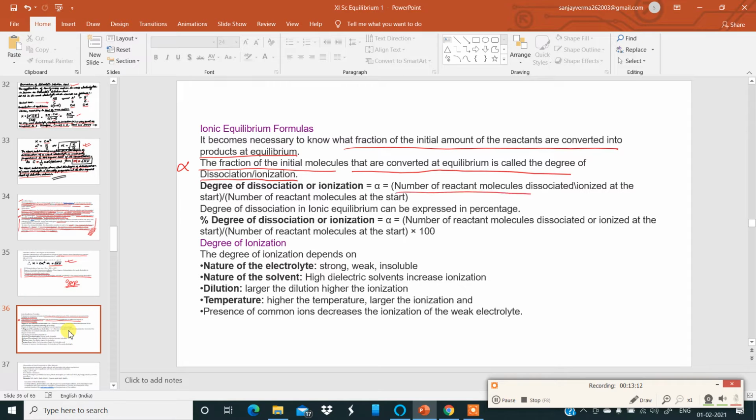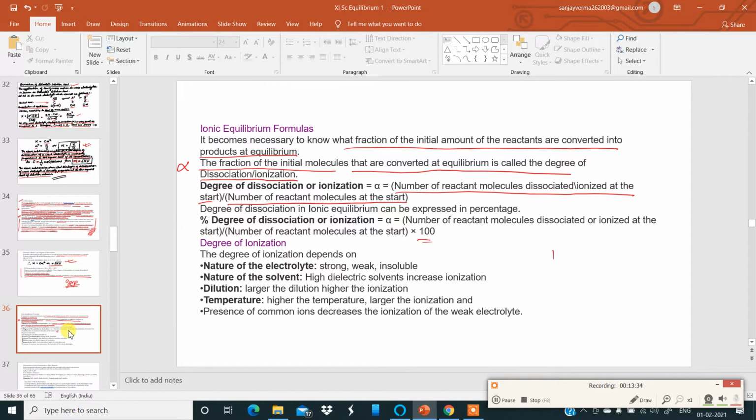Now, degree of dissociation or ionization alpha is the number of reactant molecules dissociated or ionized divided by the number of reactant molecules at the start. Degree of dissociation in ionic equilibrium can be expressed in percentage as well. Percentage degree of dissociation is alpha, that is, number of reactant molecules dissociated or ionized divided by number of reactant molecules at the start, into 100.